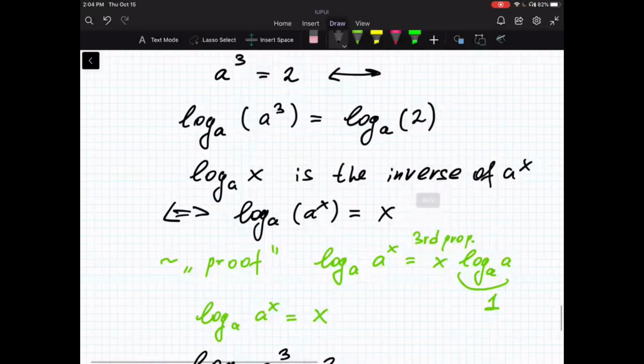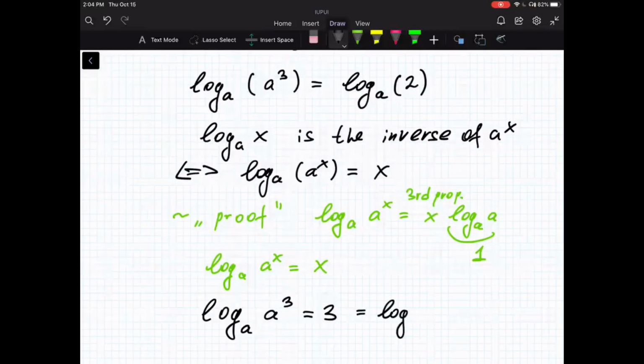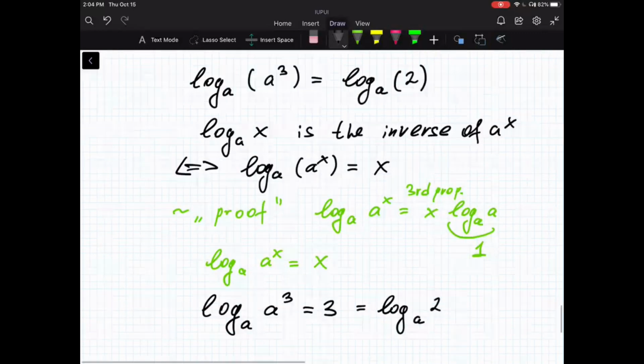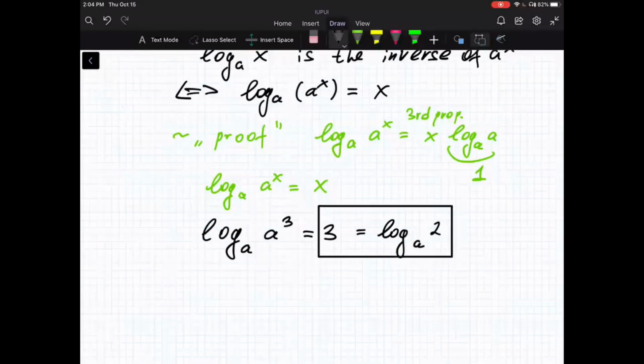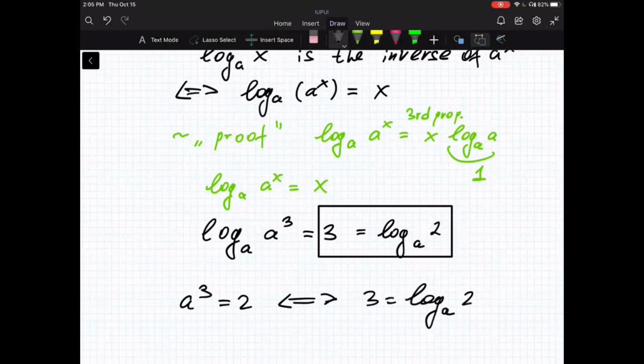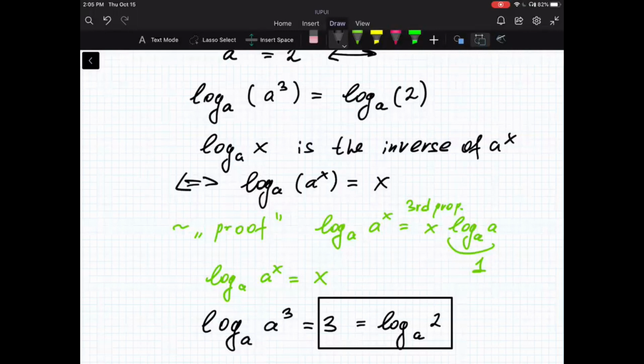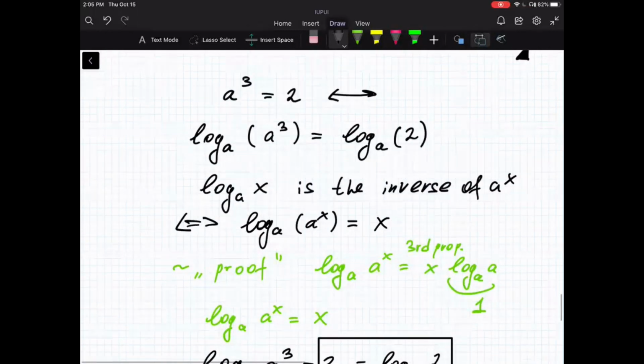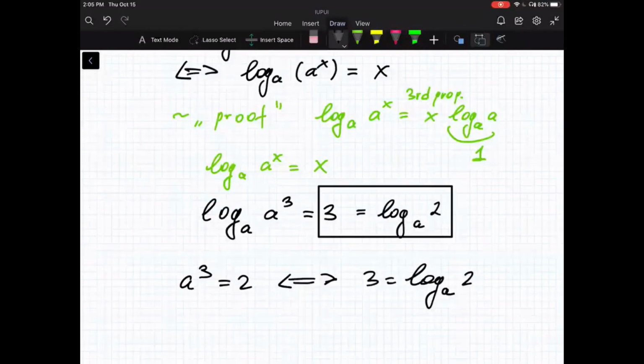While on the right-hand side, I got the logarithm of 2 with base a. And this is exactly my logarithmic form. So I could use my rule that I discussed at the beginning and say that a to the power 3 is equal to 2 is equivalent to the statement that 3 is the logarithm of 2 with base a. But from my point of view, it is easy if you think about the logarithm as the inverse function of the exponential function.